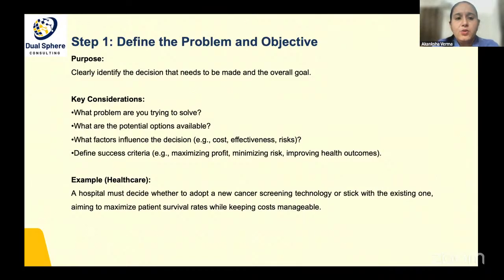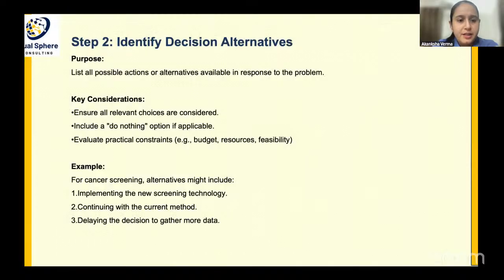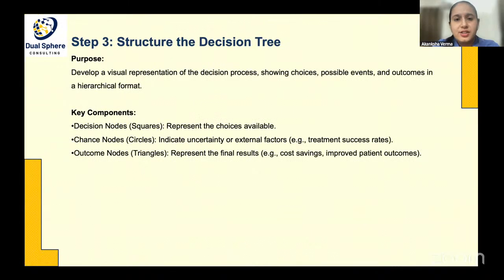Okay, then you identify your comparator. You want to include your comparator drug, or you want to include a do nothing option, not doing anything in terms of any treatment. If you want to include any treatment, option A, option B, or do nothing and let the patient flow with a natural progression, this could also be a possibility. Okay, then structure the decision tree based on your possible events and outcomes in a hierarchical format.